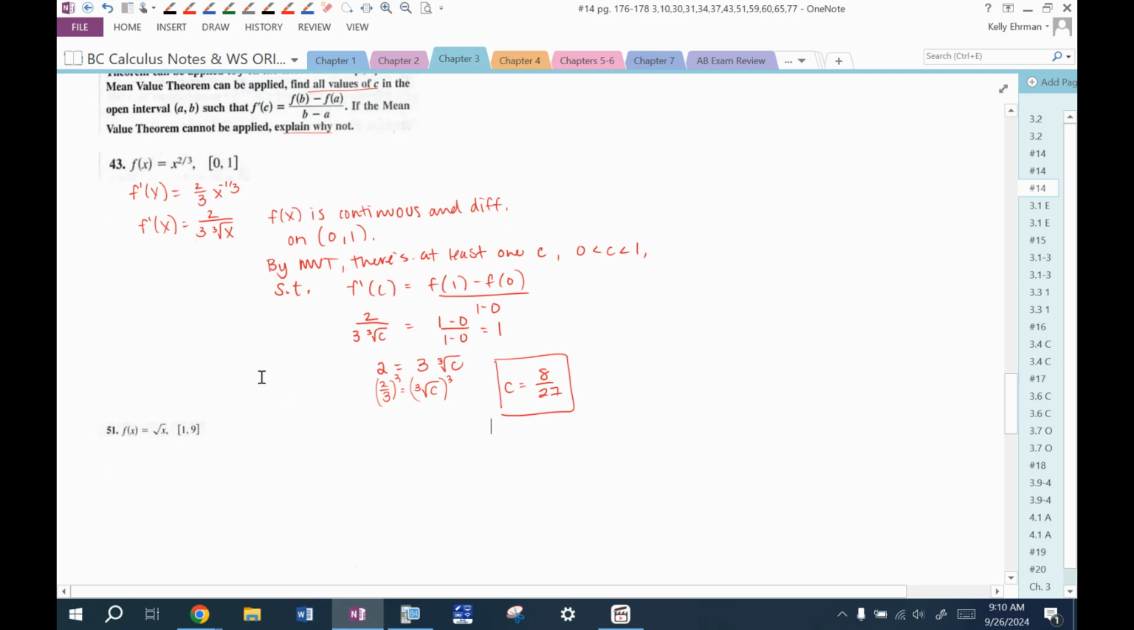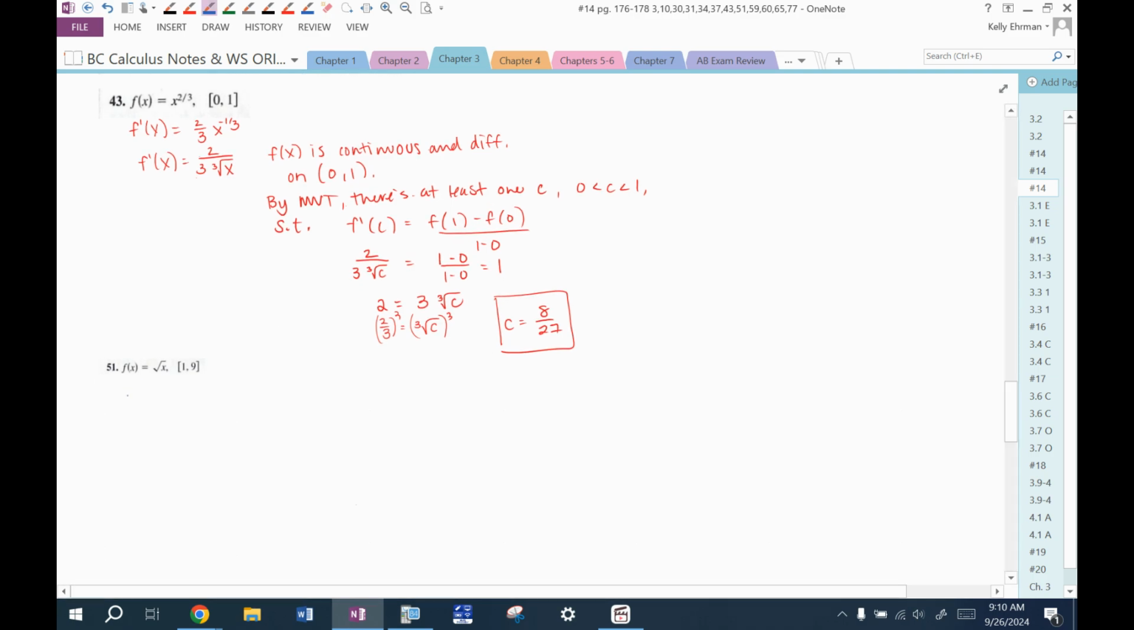All right, same directions for number 51. So for 51, double check from 1 to 9, is this continuous? Yes. And we also need to find f prime of x. That's 1/2 x to the -1/2, so square root goes under there. That's defined on 1 to 9, right? There are no discontinuities there.